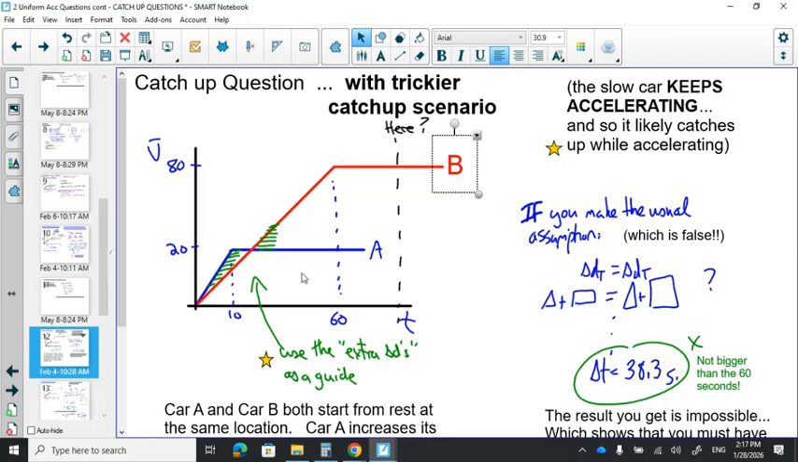So the trickier case would be if it actually catches up while it's still accelerating. Okay, and so if you went ahead and made the same assumption, which is not true, obviously, if this car B accelerated forever, they would have to meet at some point. It would have to catch up at some point while it's still accelerating. So what's wrong in our assumption here on this side is we're saying, oh, well, the displacement is represented by a triangle and a rectangle. In this case, there just isn't a rectangle really, right?